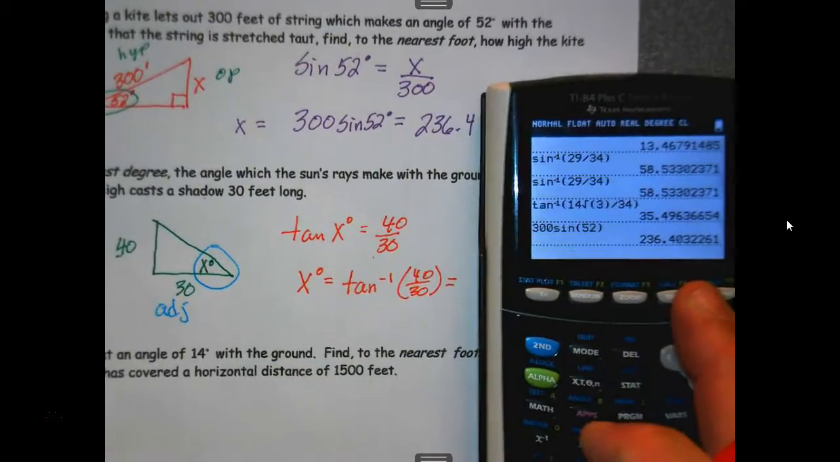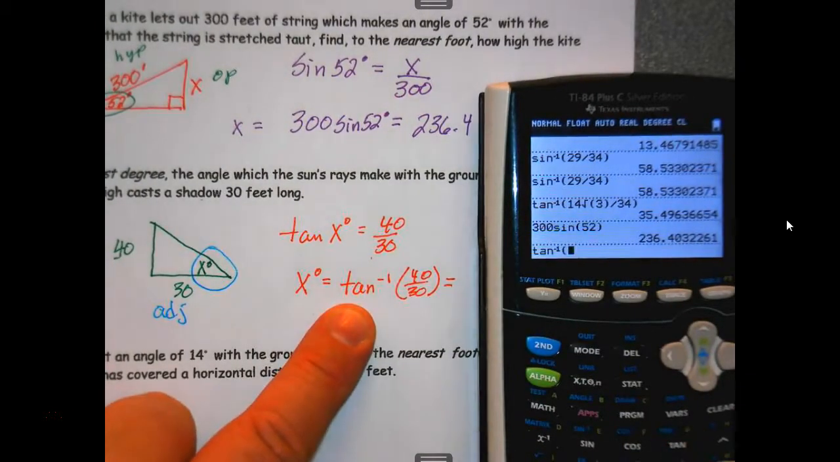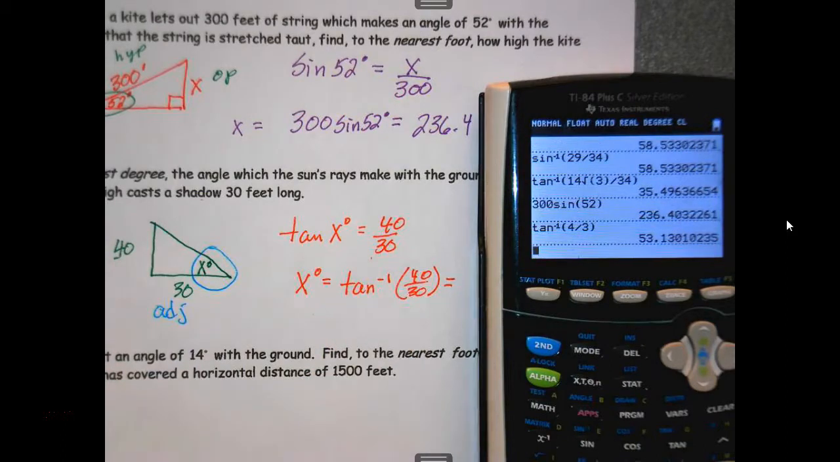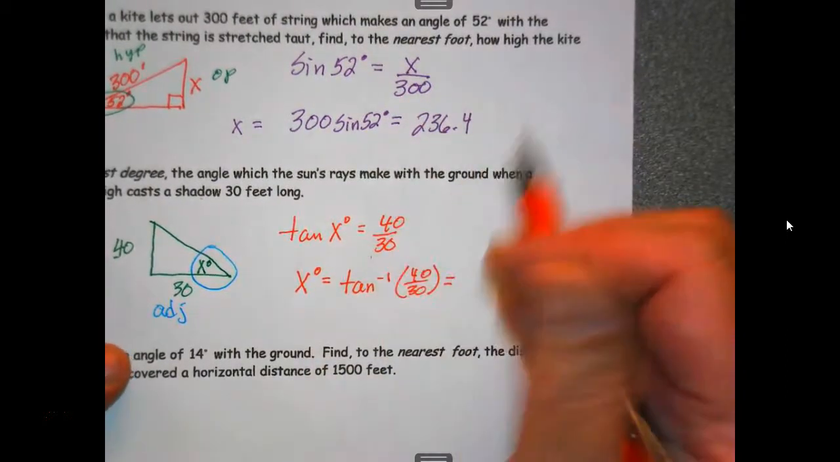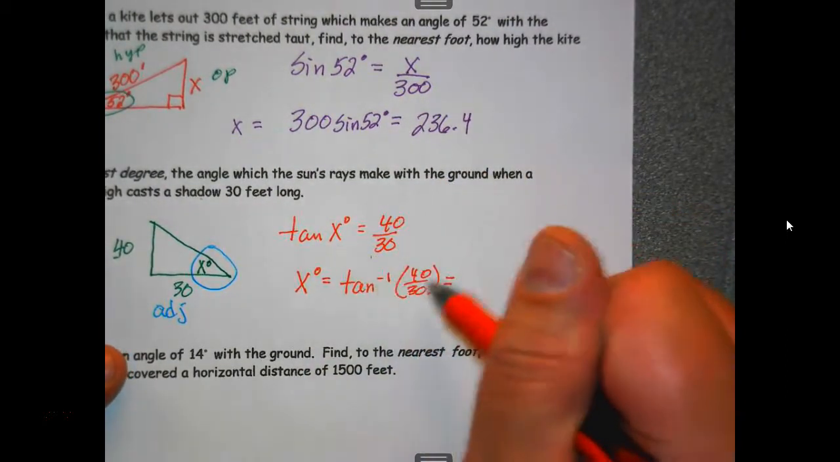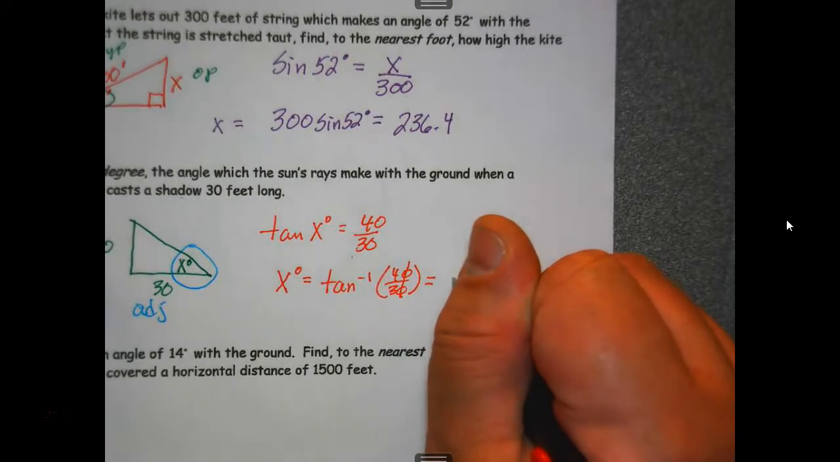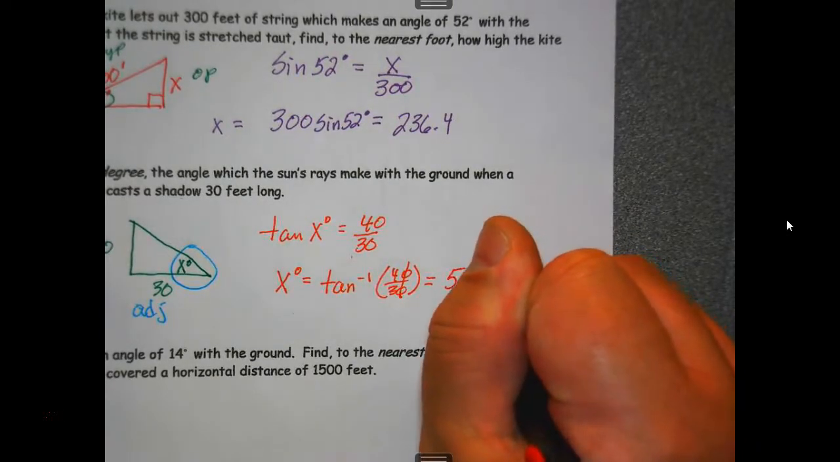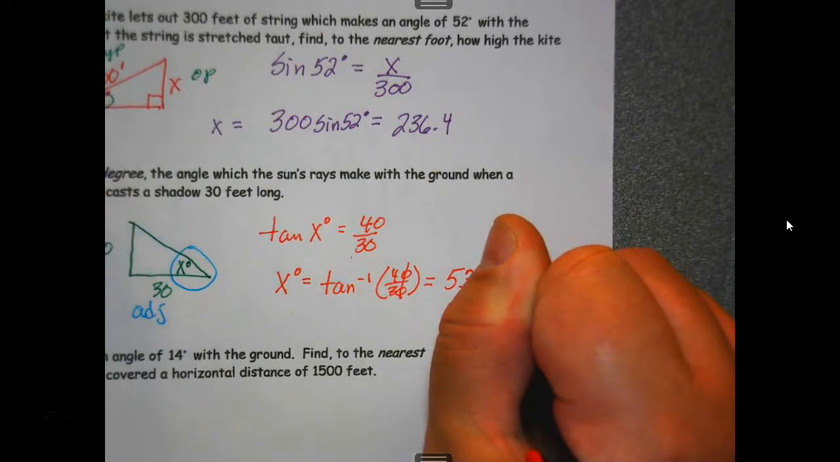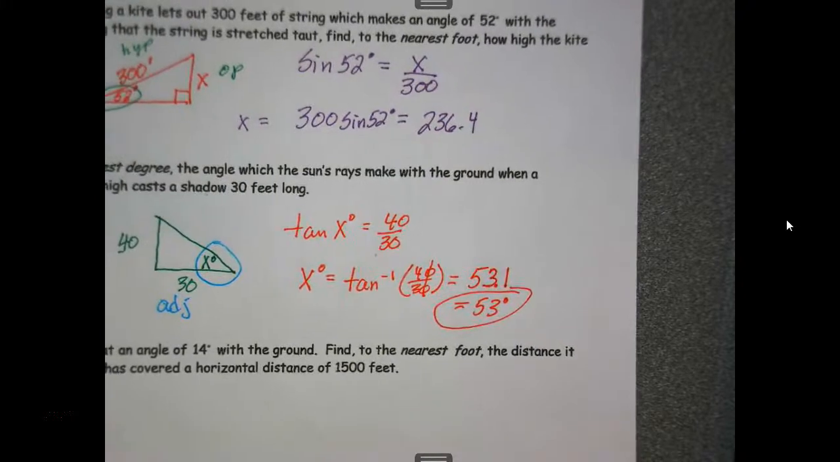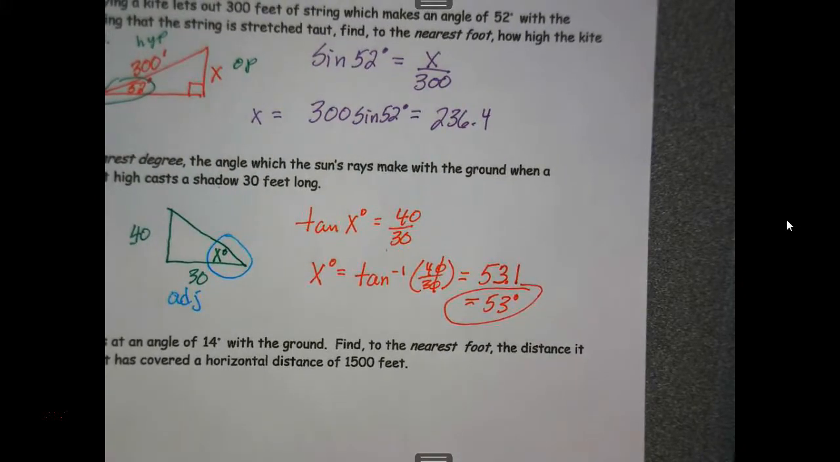Second, and 40 divided by 30. I use 4/3, 40 over 30, they cancel. And I get 53.1. Nearest degree. You do the rest of the problems I didn't do.